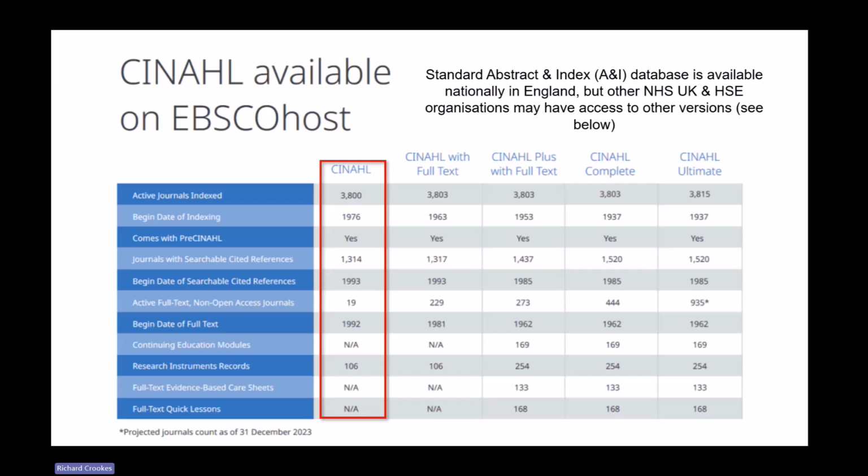I'm trying to clarify this because, depending on where you're based, this session was originally intended for those who are based or work within the NHS in England, so library staff primarily, but also end users. In the demonstration, we will be looking at the basic CINAHL database, which is the abstract and index only database. There's a quantity of full text journals. But as you see, there are different versions of CINAHL. So you have CINAHL with full text, CINAHL plus full text, which is used in NHS Wales.